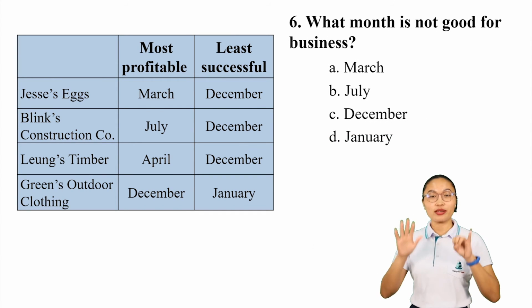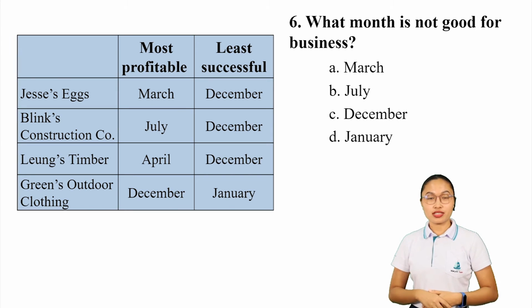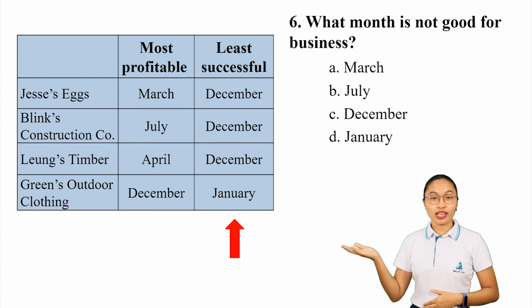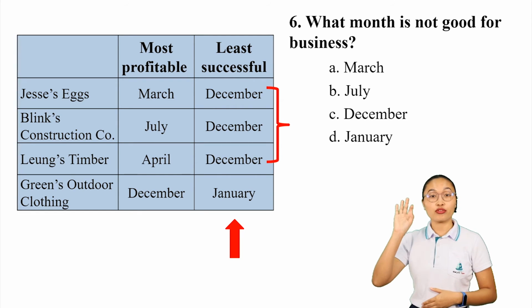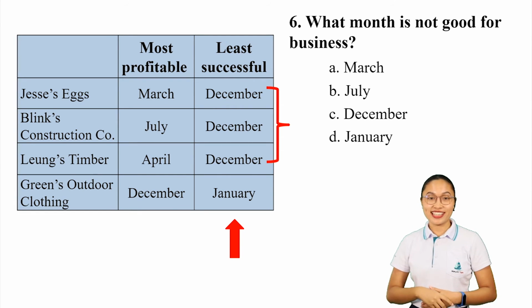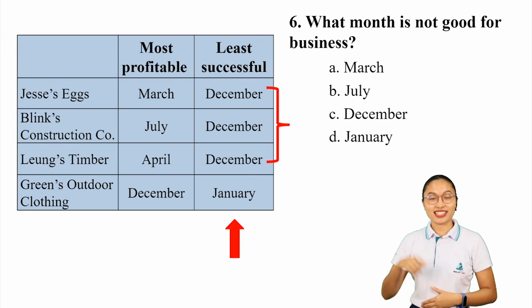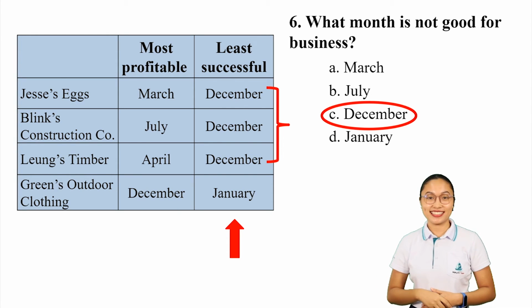Next, question number 6. What month is not good for business? Let's look at the third column from the right, which is labeled as least successful, since the question is asking the information on least profitable month. Here, we have a month which determined least successful for 3 out of 4 stores. The answer is, good job, it's letter C, December.